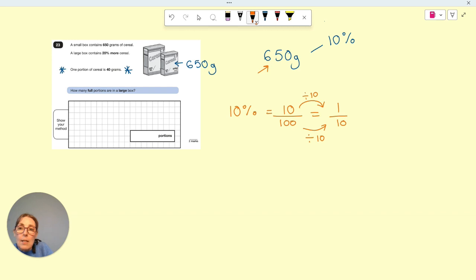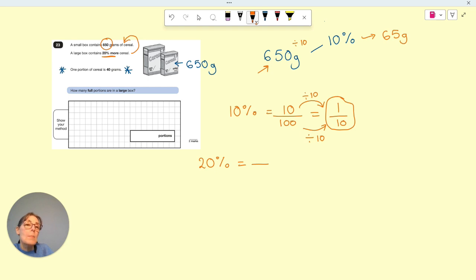Because this says 20% more cereal than that one. So we're looking at 20% of this. If you know that 20% is equal to a fraction, then you could also use that, and I'll mention it briefly in a minute. So 1/10 of something is 1 part out of 10, so we divide by 10. So if we divide this by 10, it goes down 1 place value, which is 65 grams.